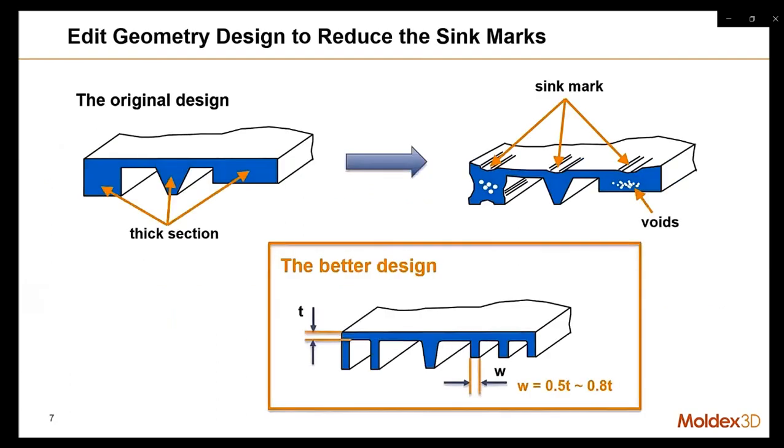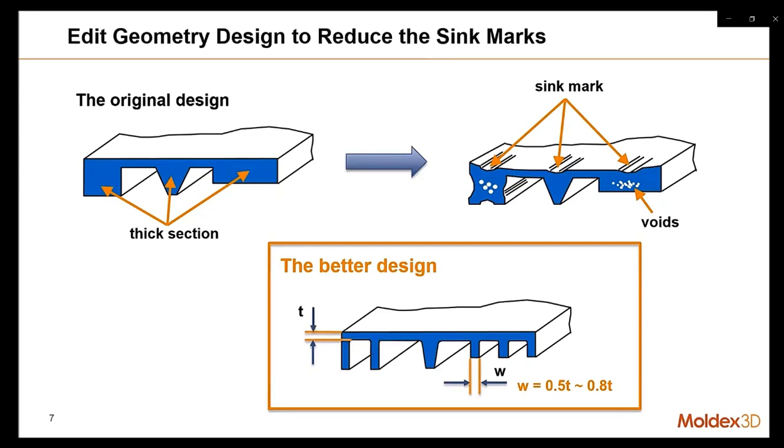Here, we offer you a way to deal with the seam mark based on the geometry design. In the original design, we have a main plate, and because we try to reinforce the structure of this main plate, we have three ribs on it. We can also see the ribs are thick. Based on this kind of design, there will be serious seam marks and voids on our injection molding part.